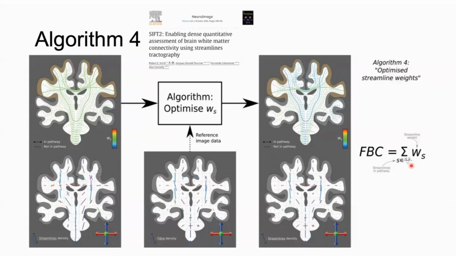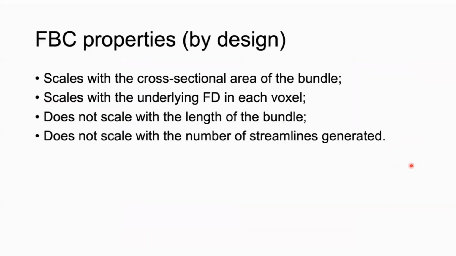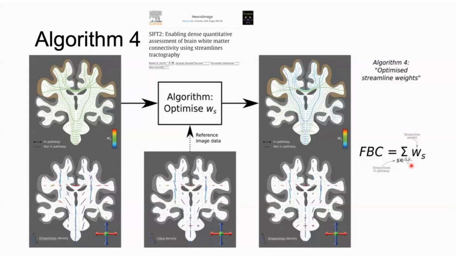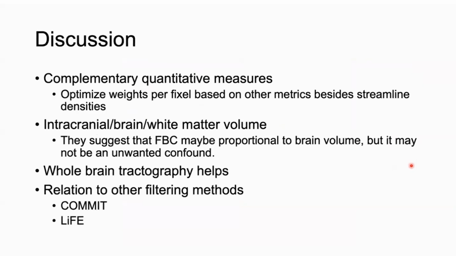But then if the number of streamlines is so low that you're not able to capture the representative tracts, then it does matter. But that's by design. And there are some discussion points. As I said at the beginning, this could be complementary to what a lot of people do. Jeff and I also did.